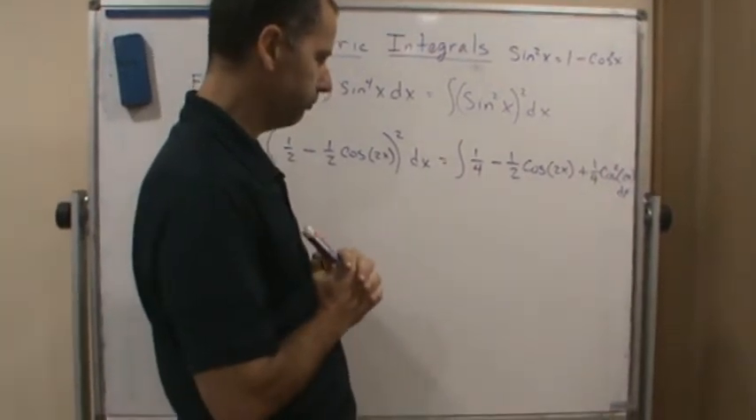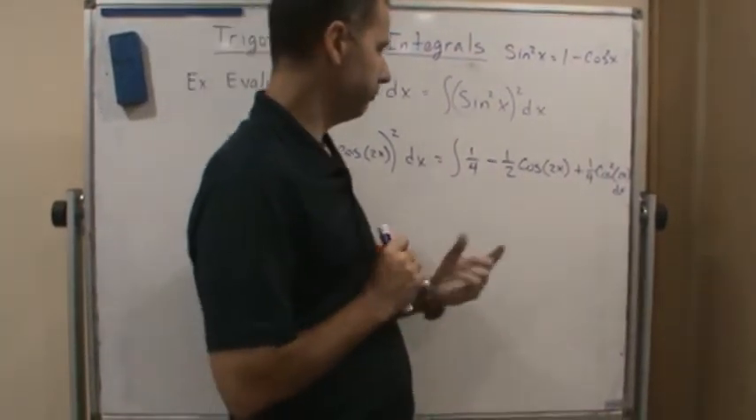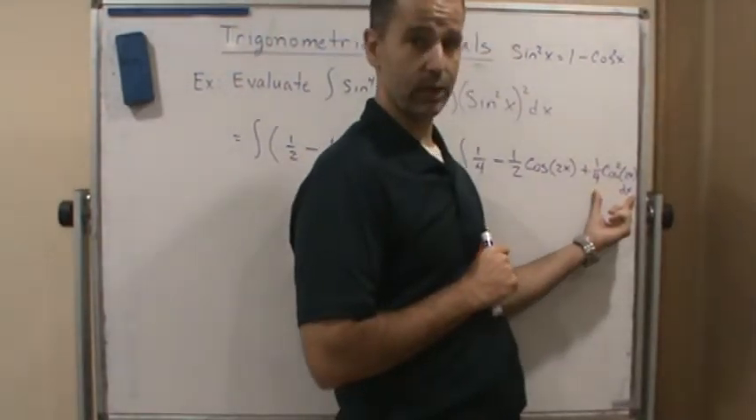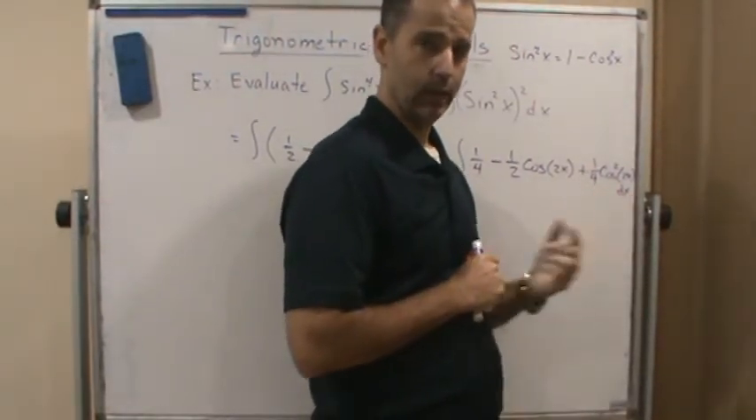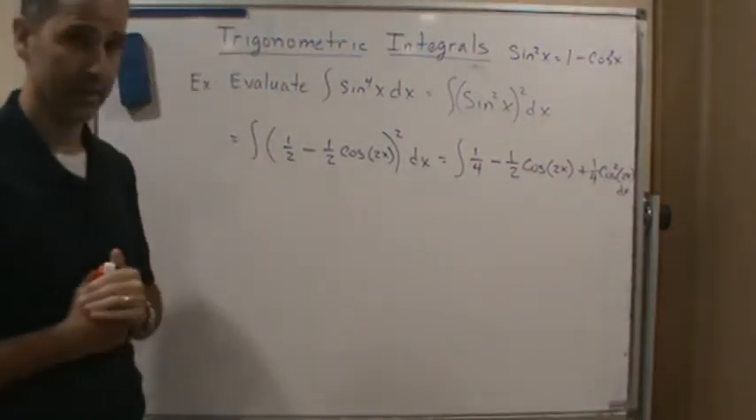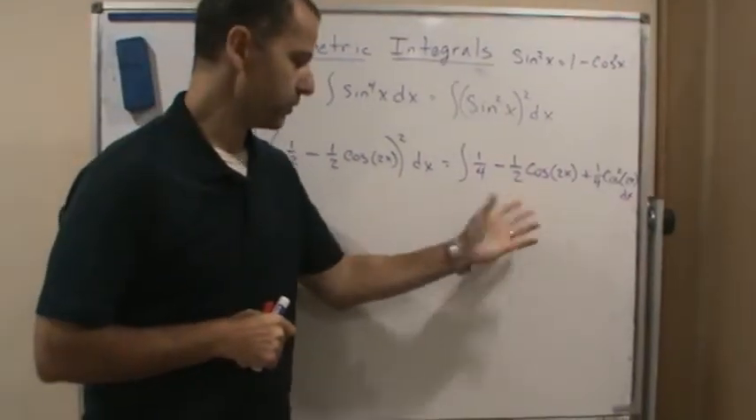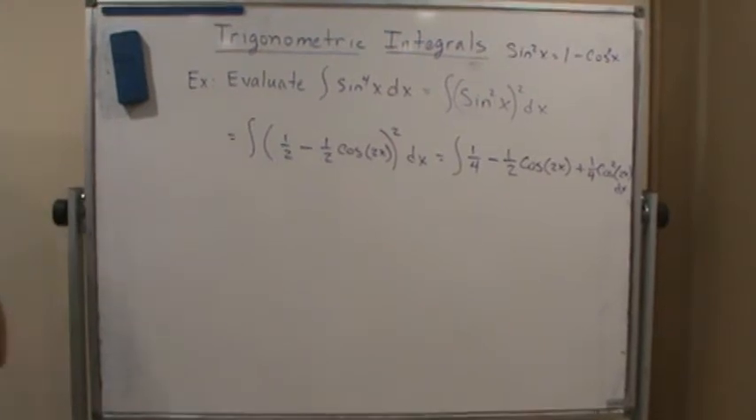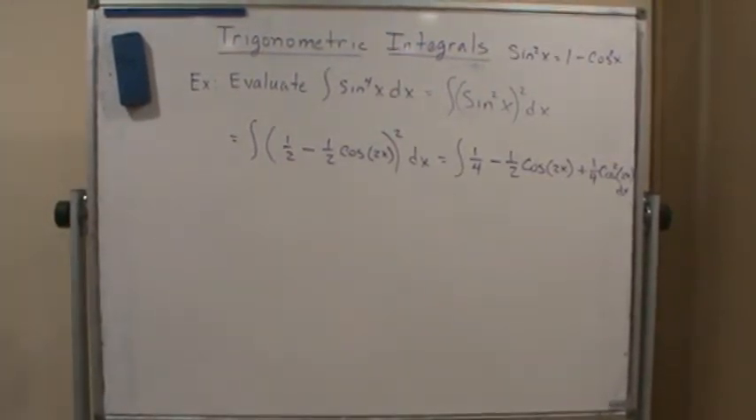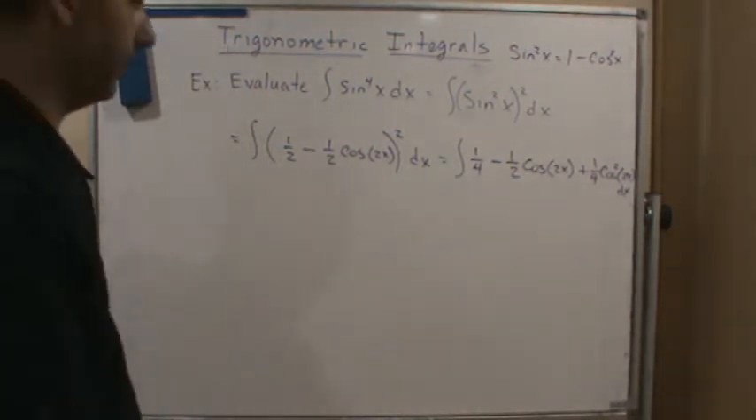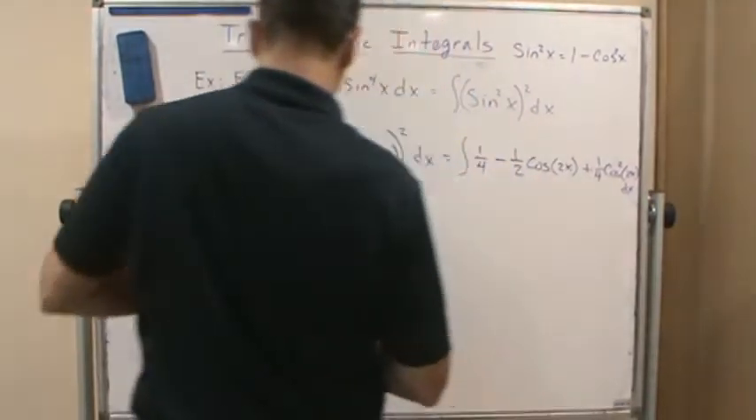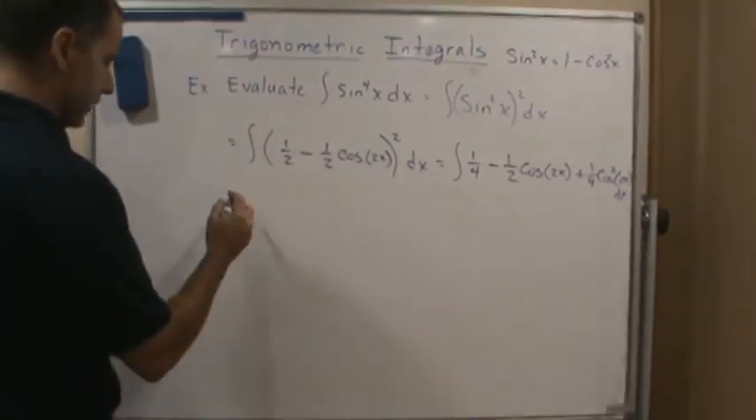But I have a problem. I've got a cosine with an even power. So I'm going to have to deal with that. Now, the first two terms are fine. It's that third term that I'm going to have to deal with. And so in this case here, I'm going to have to apply the power reducing identity again for this one.